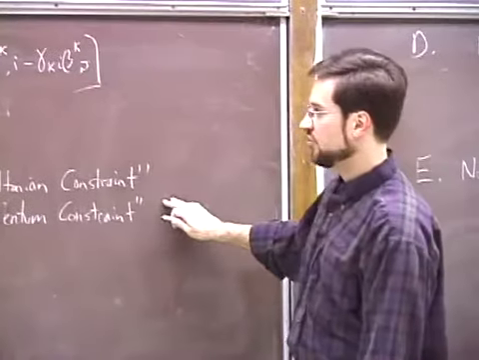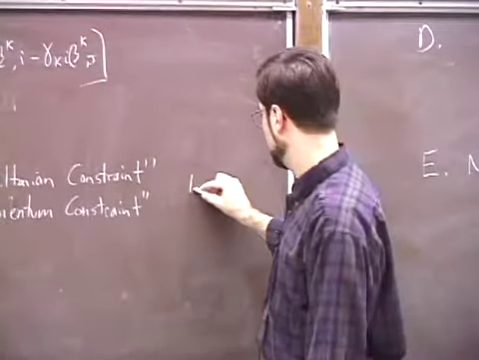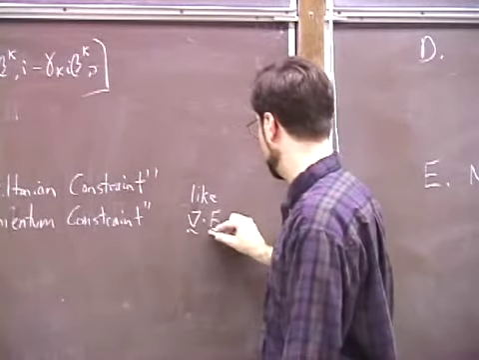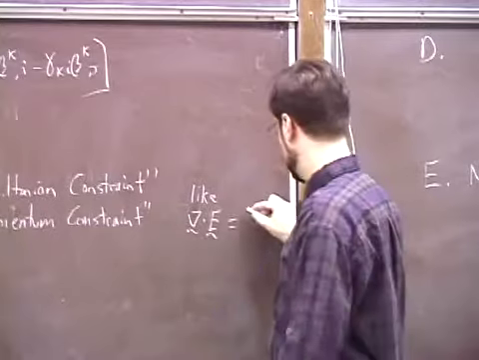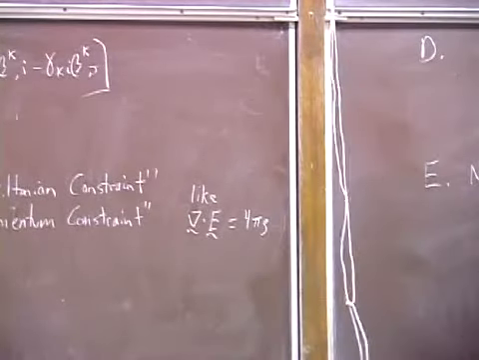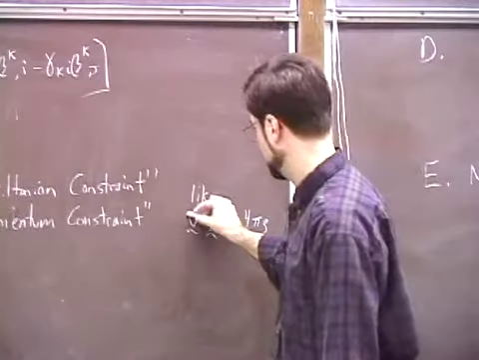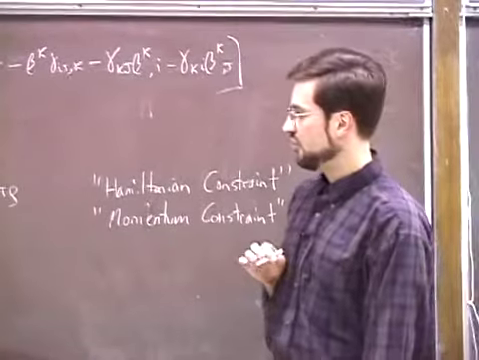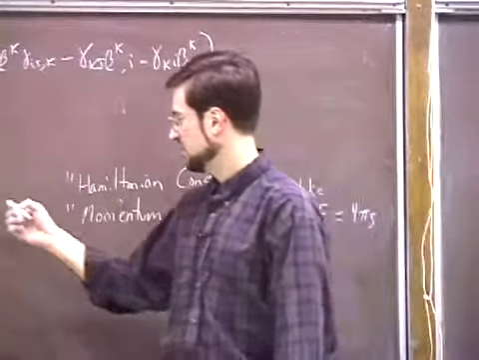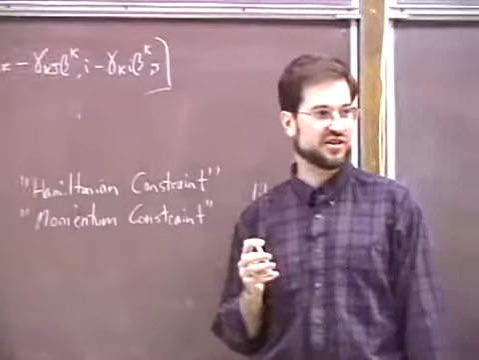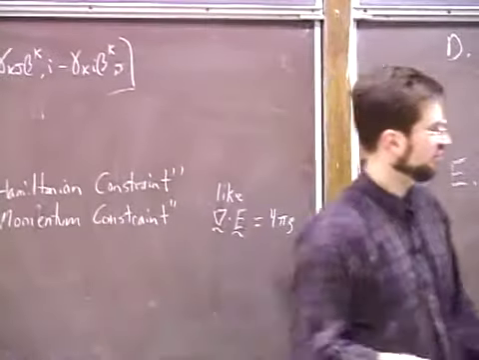So these are the constraints, and these are like this divergence of E is 4 pi rho. They tell you, at a particular time, what does the gravitational field have to satisfy? So these are what you would solve if you wanted to look at the initial data problem.